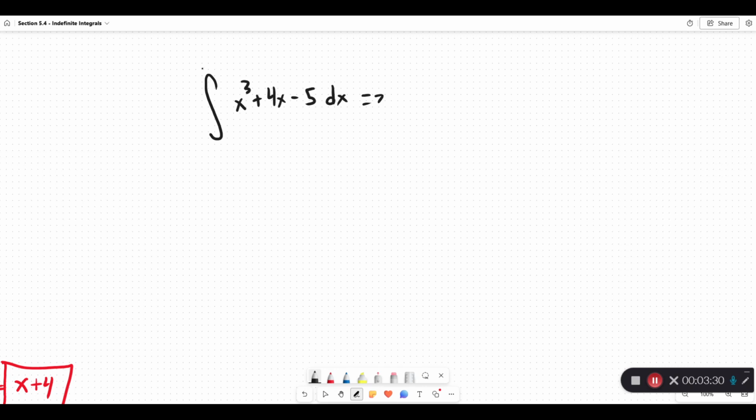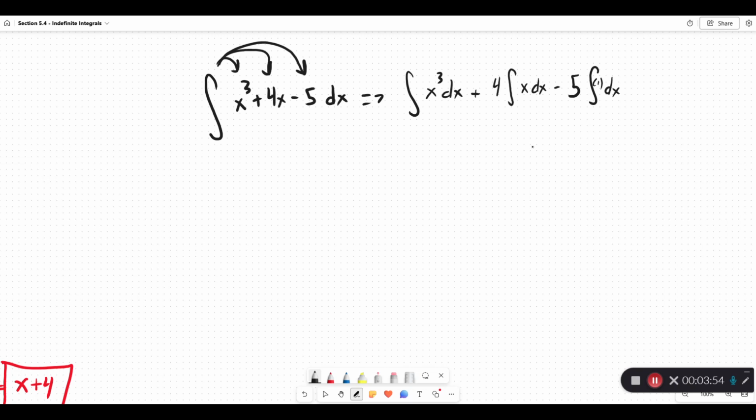Okay. Same thing. We can actually split this into 3 different indefinite integrals. The antiderivative of x cubed plus 4 times the antiderivative of x minus 5 times the antiderivative of essentially just 1 dx. Although, if it makes you feel better, we can write this as x to the 0, which puts our integral rule a little bit easier. Reminder, we increase, divide, and add a constant.